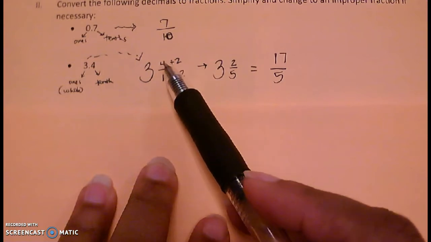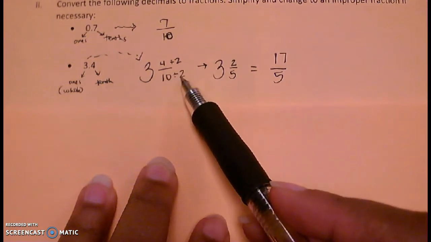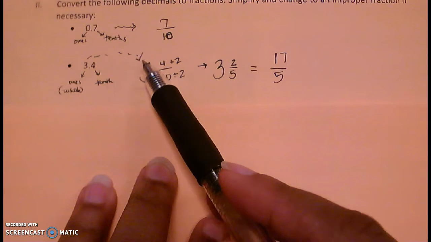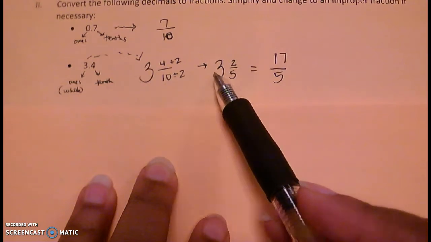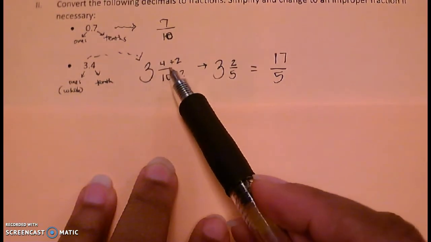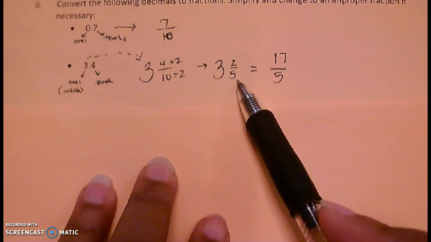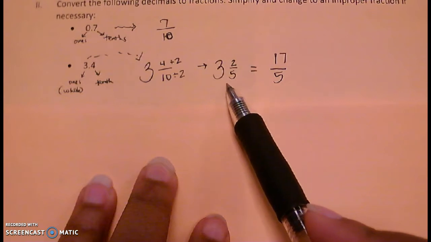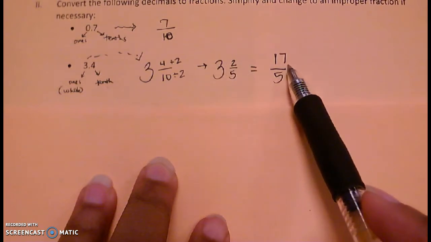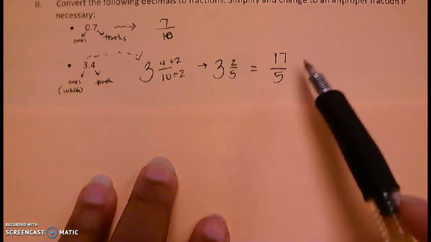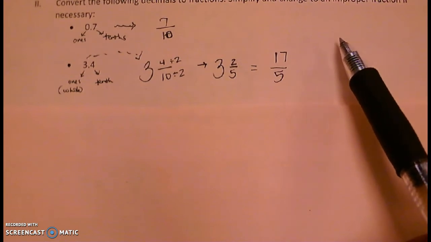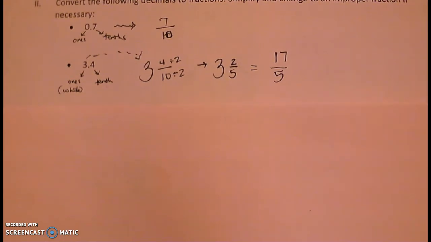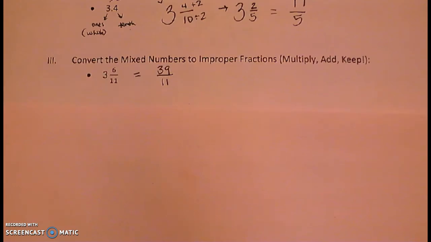Okay? Notice that when I'm dividing by 2, I'm not fooling with this whole number. This whole number can stand by itself. What I'm trying to do is simplify this fraction, okay? And then I will end up with, if I change this into an improper fraction, 17/5. For our last section, we are converting mixed numbers to improper fractions by multiply, add, keep.